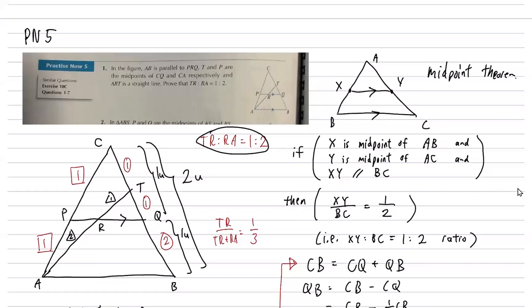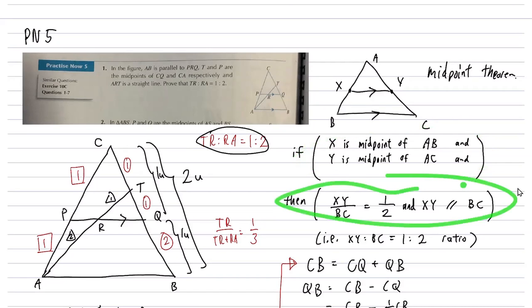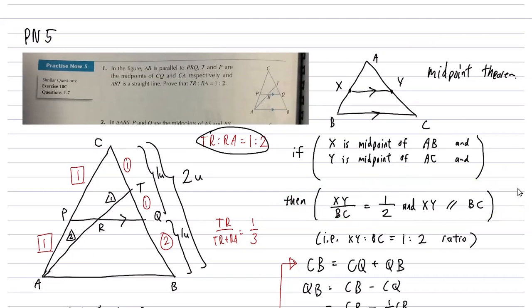I'd like to make a correction to the midpoint theorem here. This is wrongly stated. This XY parallel to BC condition should be a part of the conclusion, meaning that it should instead be something like this. If you're given the midpoints, then you conclude that the ratio is half and the two lines are parallel. Sorry for the confusion.